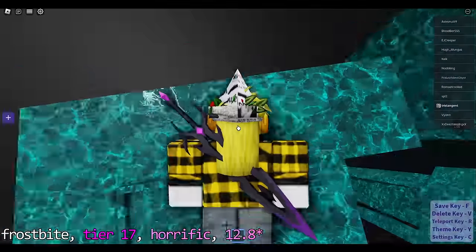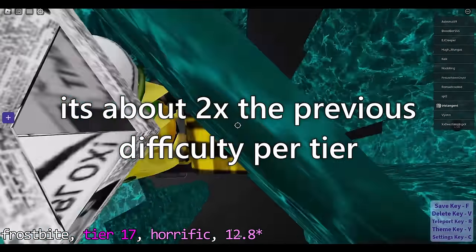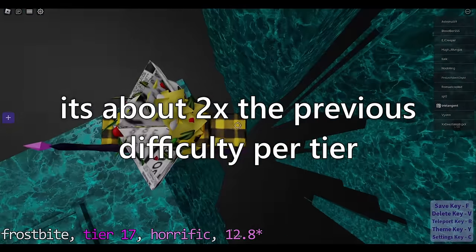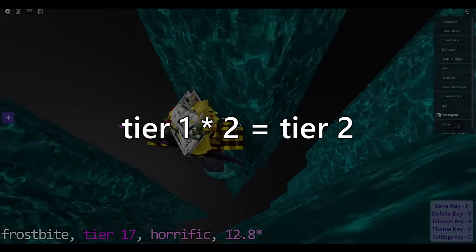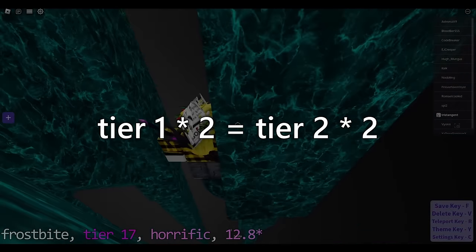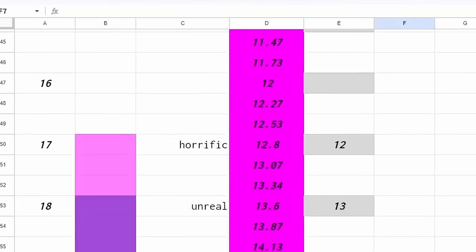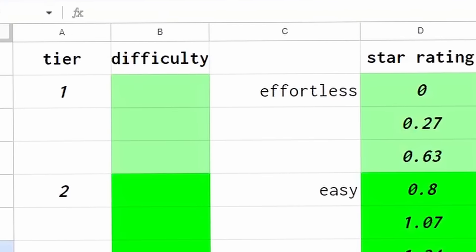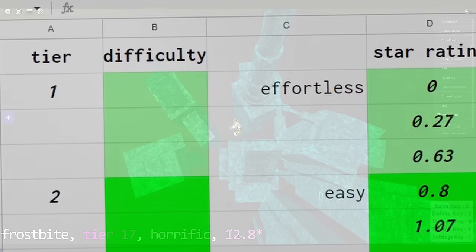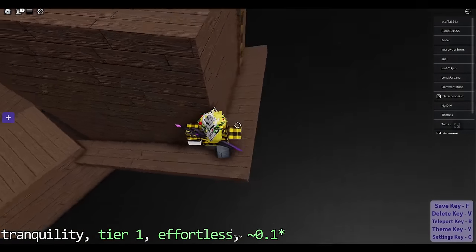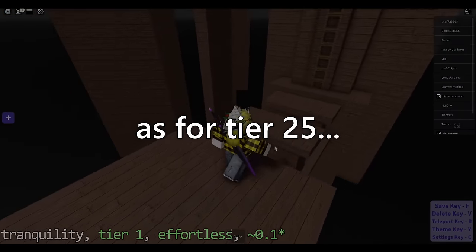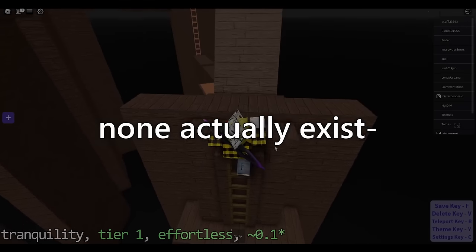The tier system works about the same, and it's about 2 times the previous difficulty per tier. So tier 1 is half as hard as tier 2, and tier 2 is half as hard as tier 3. This tier system ranges from 1 to 25, where 1, which is effortless, is possible for quite literally everybody, such as in this obby called Tranquility. As for tier 25, well, none actually exists.